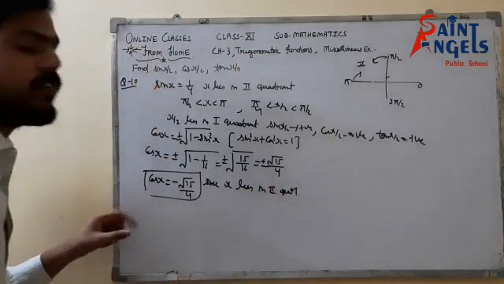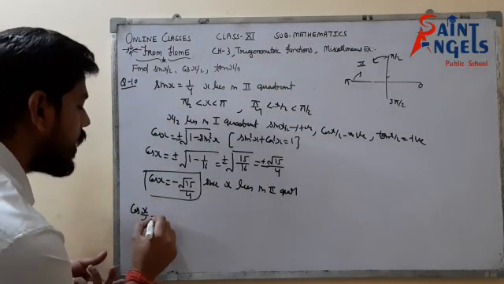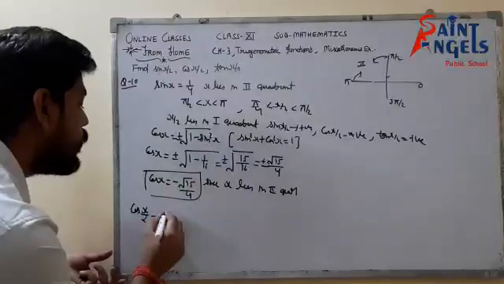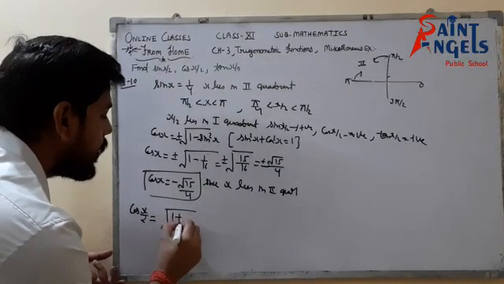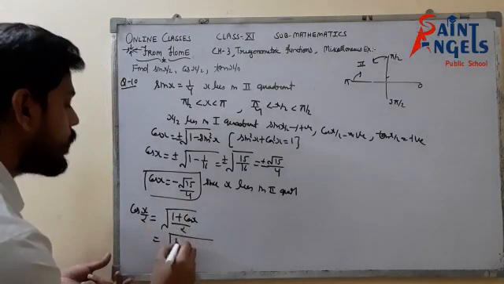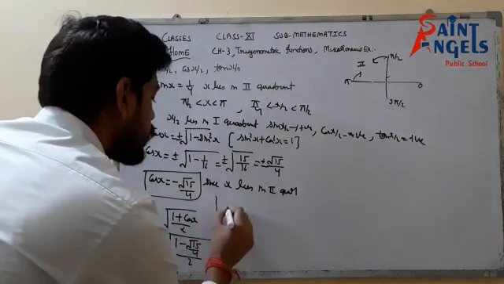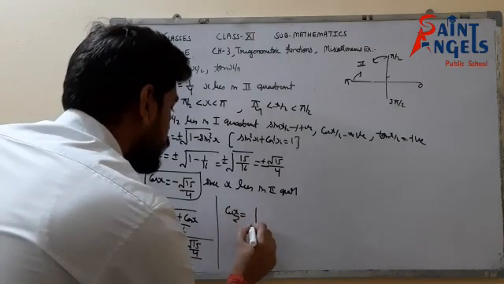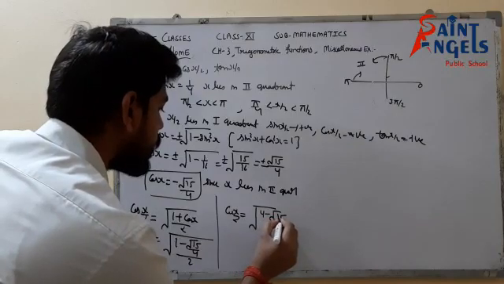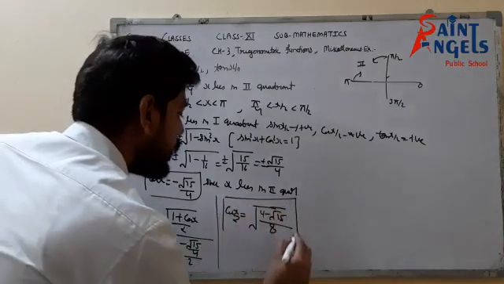Now we have to find the value of cos x by 2 and sin x by 2. So cos x by 2 equals, everything is positive in the first quadrant, so I am not putting plus minus here, under root of 1 plus cos x upon 2. So 1 plus minus under root 15 by 4, upon 2. So cos x by 2 would be equal to under root of 4 minus under root 15 upon 8. That is the value of cos x by 2.